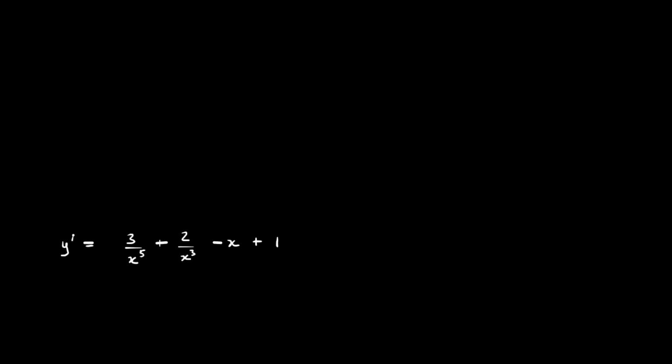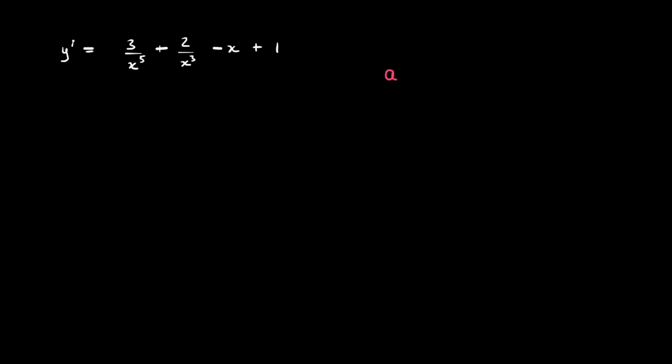Okay, let's try one more. This one's a little bit more tricky. Why is it harder? Well, because we've got fractions here. And what we need to remember is our rules of indices from the earlier chapter. That is, if I've got a to the power of minus n, this is the same thing as 1 over a to the power of n. So I can rewrite this expression as 3x to the power of negative 5 plus 2x to the power of negative 3 minus x plus 1. And then once we've done that, the same rules all still apply.